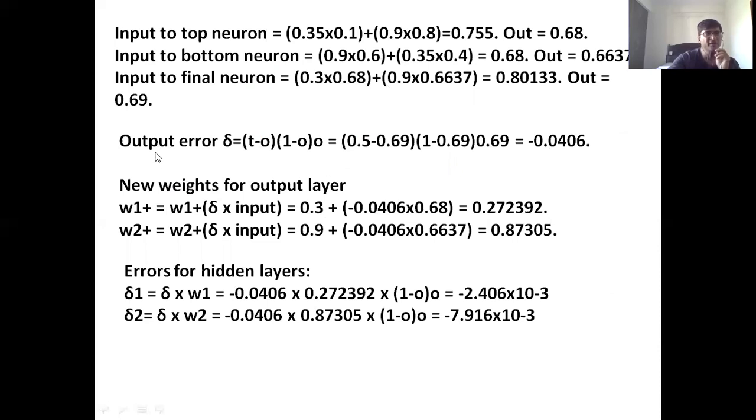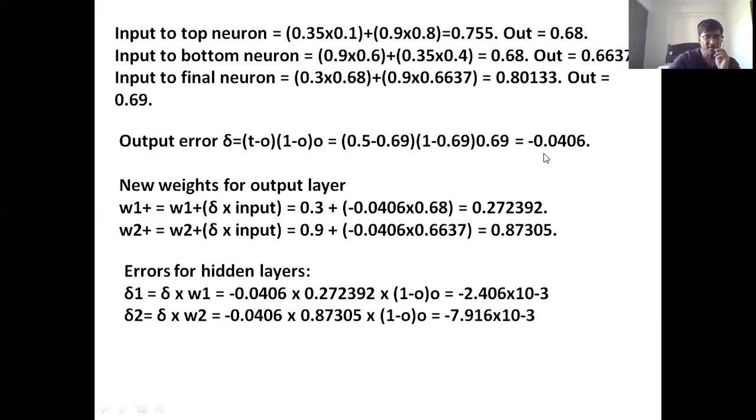Now the first thing is we have to calculate the error at the output neuron. By applying the same formula that we discussed, the target was 0.5, and we have just calculated the output of the neuron as 0.69. The error is the difference between these two terms, the target minus the output that we calculated. So the error at this point of time is, suppose, minus 0.04, right?